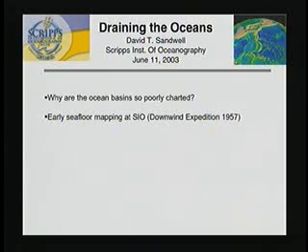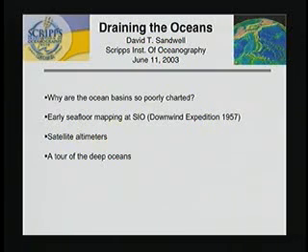Then a little bit about one of the early expeditions at SIO called Downwind. Then I'll talk about satellite altimeters. That's my main area of research, how we use these satellites to study the ocean floor, what their limitations are, and how we can do better with future satellite altimeters.